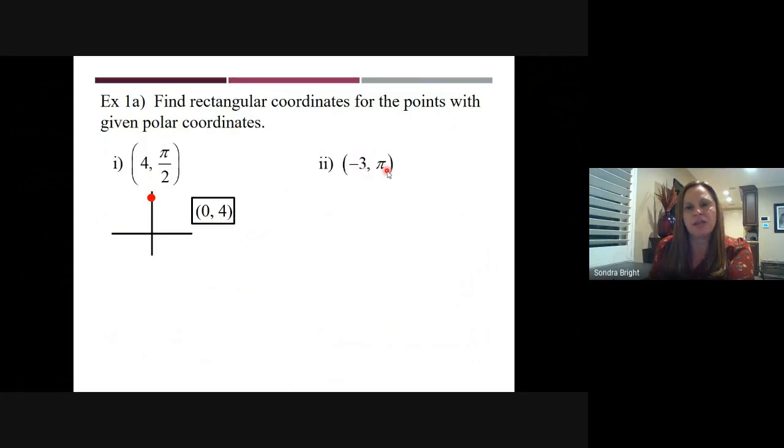Negative 3, comma pi. Okay, well, your angle pi, you would have started here and gone to the negative x-axis, but then a negative r says go in the opposite direction. So you would go 3 units here, and your point would be there. And that point in x comma y would be, you went 3 units in the x direction, 0 in the y direction, so 3 comma 0.